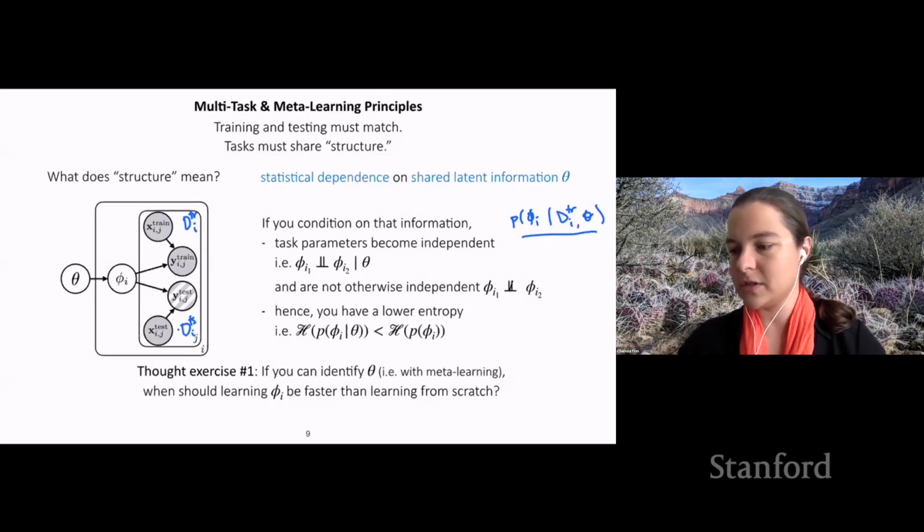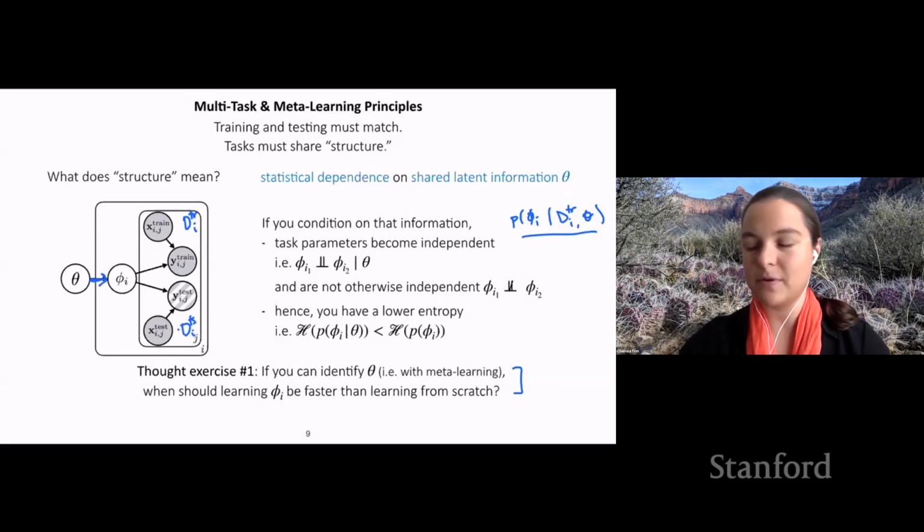So getting back to the thought exercise, one thought in the chat is that if the mutual information between theta and phi i is high, then this should be faster than learning from scratch. Basically, if there's a lot of shared information, or a pretty heavy dependence from theta to phi i, then you would expect it to be faster than learning from scratch. And that's largely true. Any other thoughts?